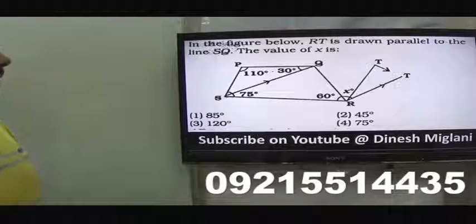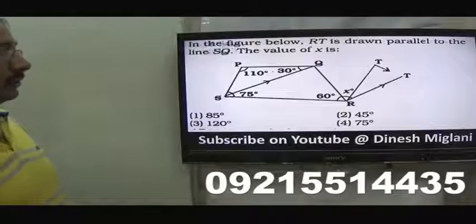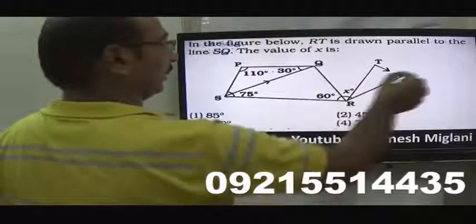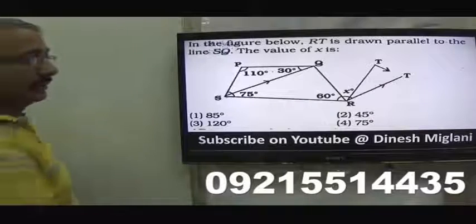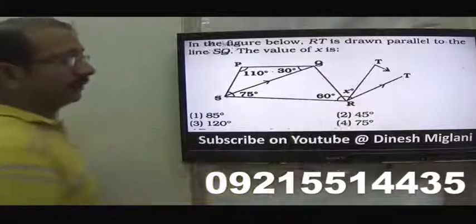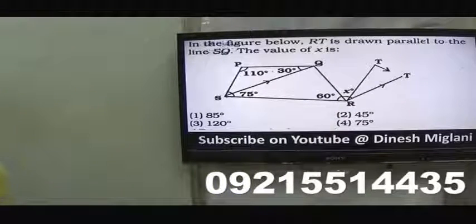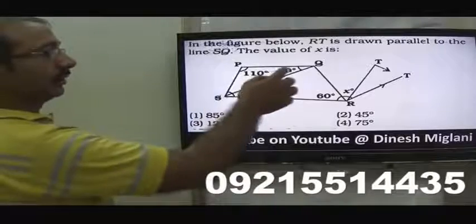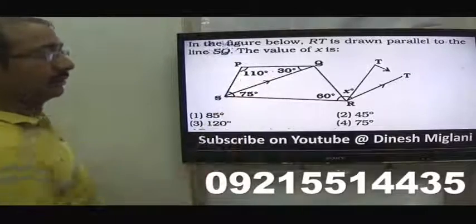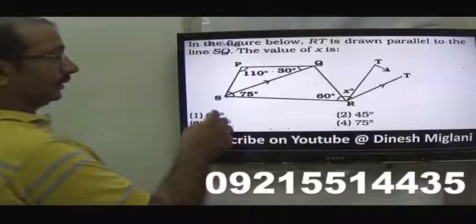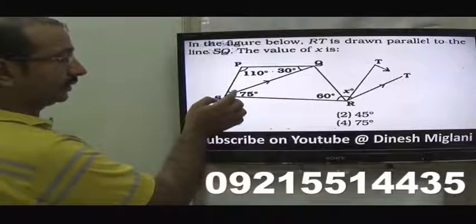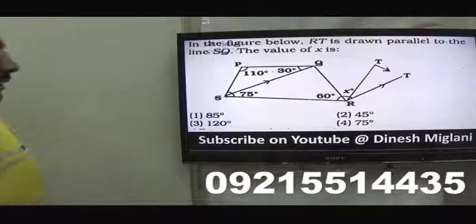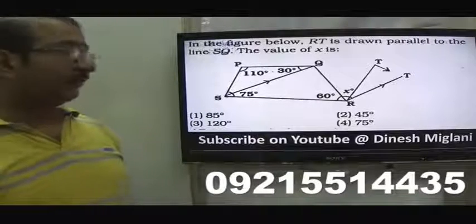In the given figure, RT is parallel to line SQ. This RT is parallel to SQ. I have to find the value of X, right? X means I have to find the total one. Now what I can say, this is 110, this is 30. Sum is 140, it means that is 40 degree. Total is 75, it means this angle is 35. What I can say, angle QSR is equal to 35.